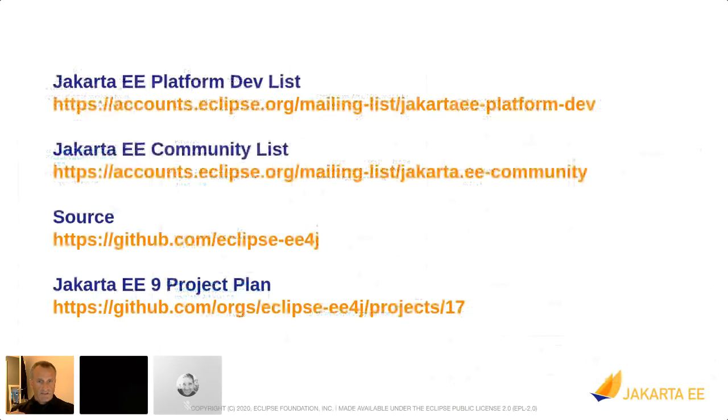If you want to discuss things like the generics topic, join the Jakarta EE platform dev list. If you want to discuss more community things, go to the community mailing list. All the sources are in the EF J organization on GitHub, and the plan I just showed is our GitHub board on the EF J project. So that was my update.